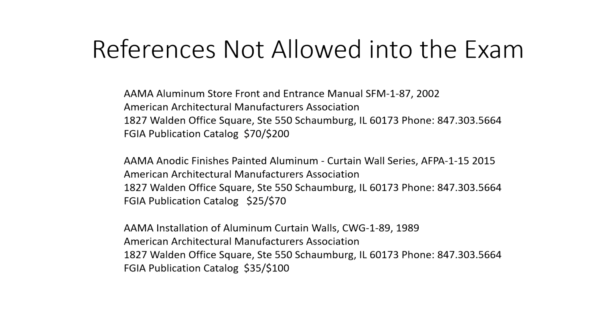And then these are the references not allowed into the exam. I thought it might just be advantageous, good information, to talk about them a little bit. I have not purchased them. I have not looked at them. But I looked at the website. This is the FGIA, the Fenestration and Glazing Industry Association. And these are different references.